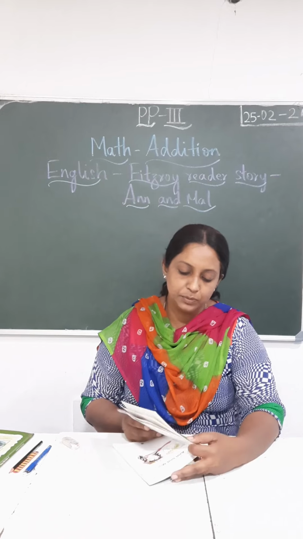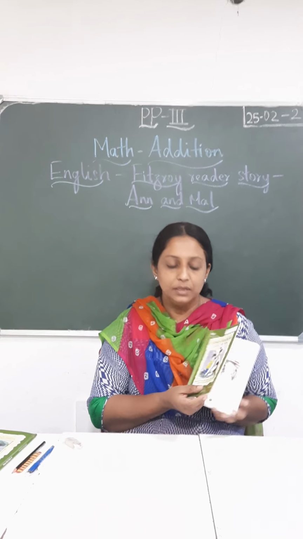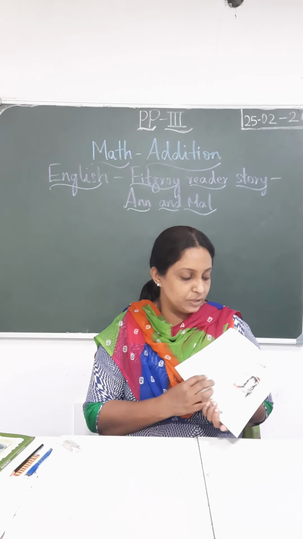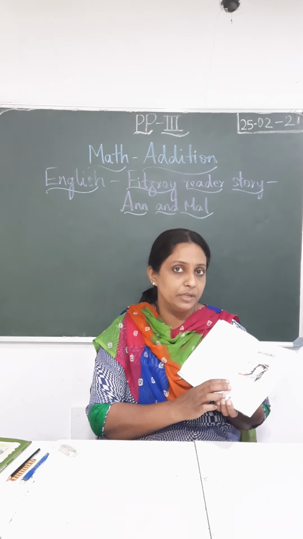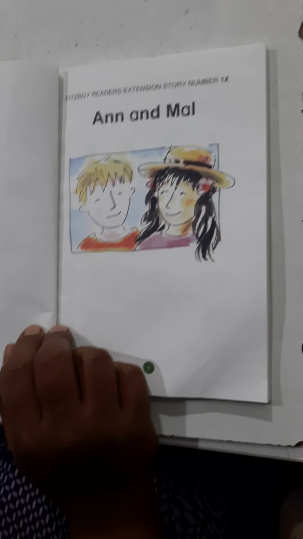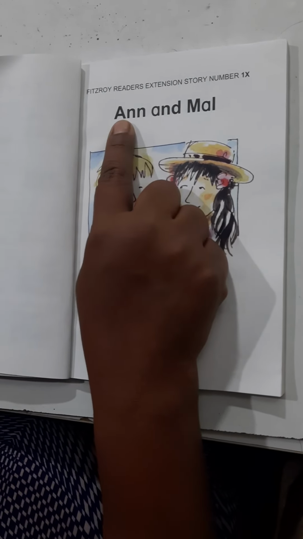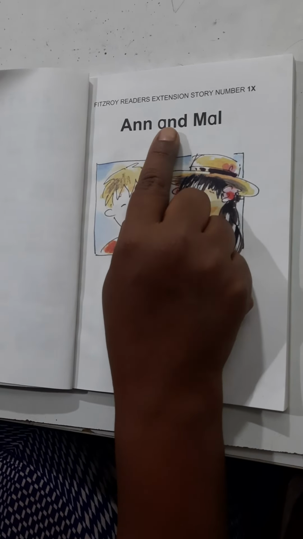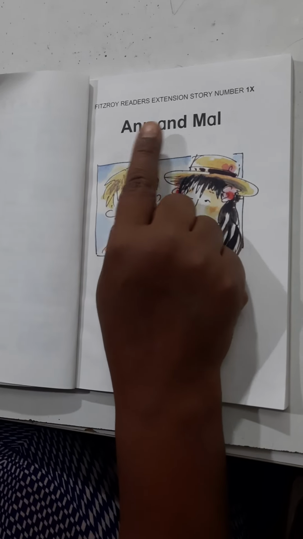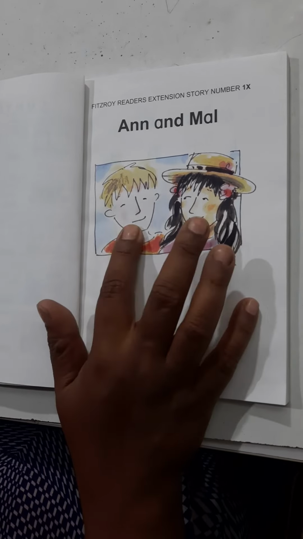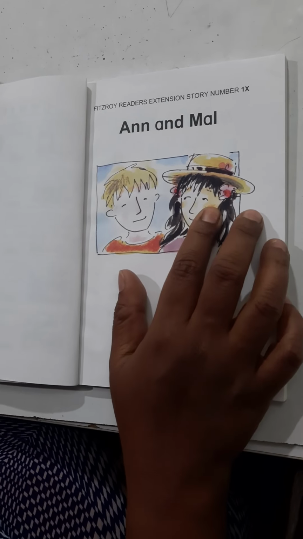Today, we are going to start with the Fitzroy Reader's Storybook. The first story, which is 1x, is on page number 1. So let's start reading the story now. Here on page number 1, we have "and". That is 2 consonants, n and d, that make one sound. And Anne and Mal. So this story is about Anne, the girl, and Mal, the boy.